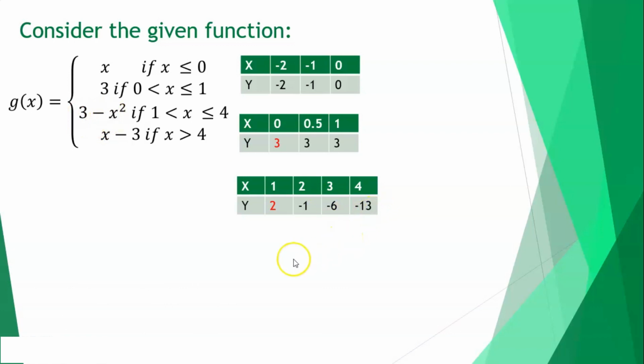And for the last table of values, that should be values for x greater than 4. So 4 is excluded. So 4 minus 3, it's 1. So take note, the red marks here indicate these are excluded values. Then 5 minus 3 will get 2. 6 minus 3 will get 3, and so on.